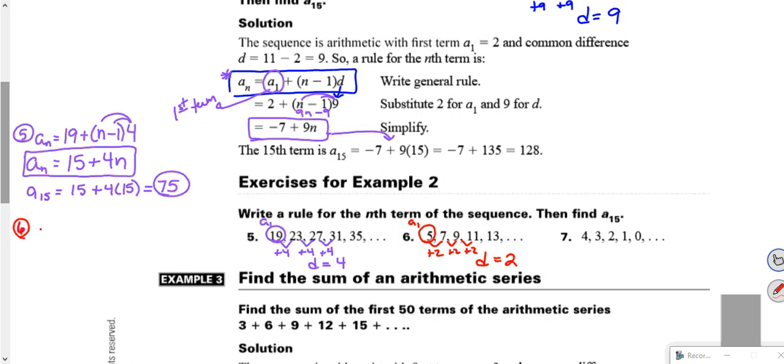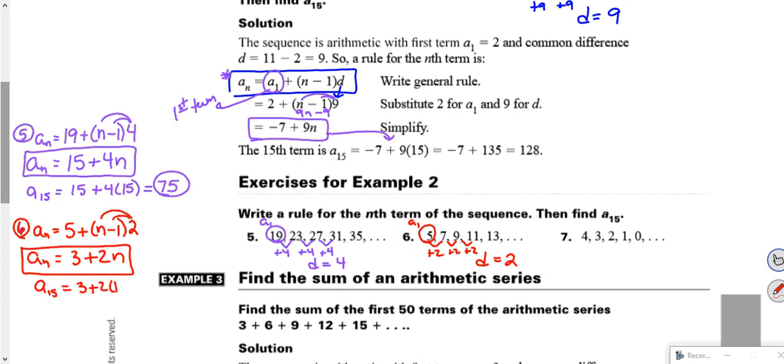So my a sub n is going to be the first term, the 5, plus n minus 1 times my difference of 2. Again, that has to be distributed. So this is going to equal 5 minus 2 is 3 plus 2n. So that's my rule. And then to find the 15th term, I do 3 plus 2 times 15, which would of course be 33. Okay.